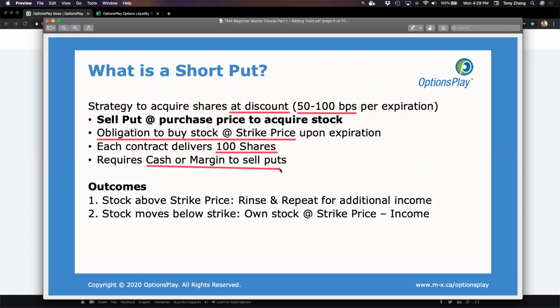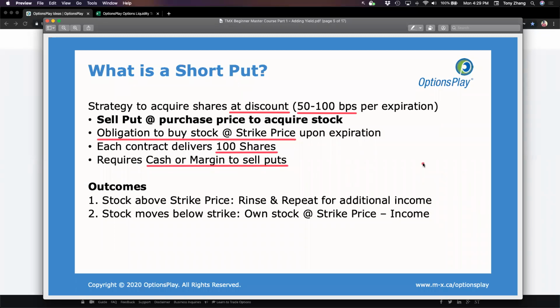And to sell that put, you need cash or margin in order to sell the put. The same type of requirement that you need to place a limit order, because if you place a limit order to buy 100 shares of a stock that's trading at $50, you would need $5,000 in your account to place that limit order. Same thing here. When you sell a put option for $50, you're going to have to put up the same $5,000 minus some income.